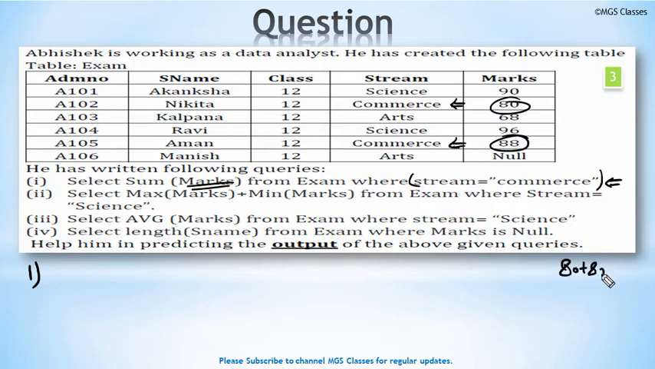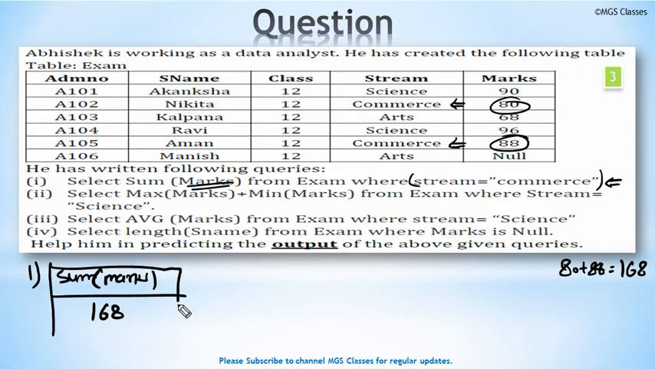So 80 plus 88 will be, what will be the output? 168. You can write its output like this: sum of marks, and then 168. You can create a box like this for simplification.